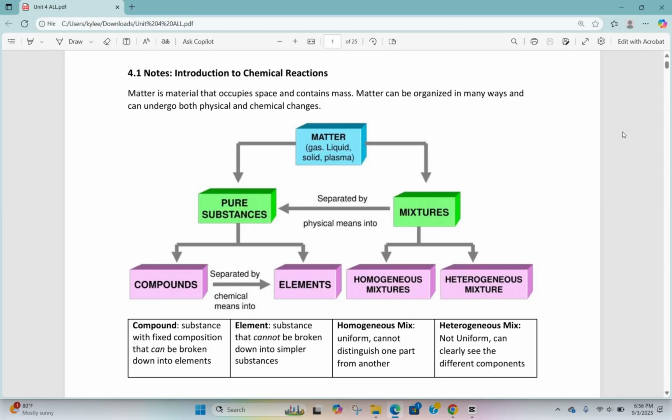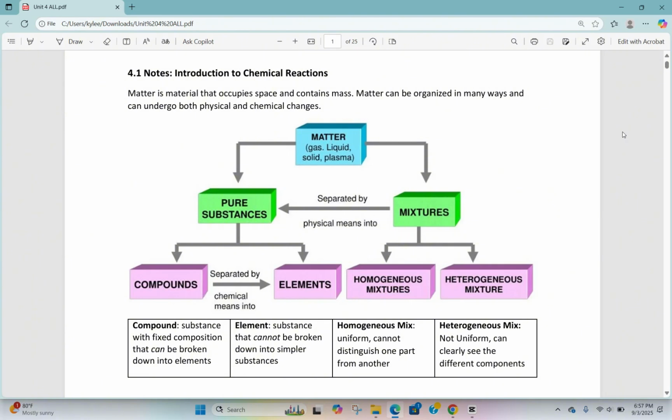Hi everybody, this is Miss List and I am here with Unit 4 in AP Chemistry, which is all about chemical reactions. So of course it makes sense that in 4.1 we are introducing chemical reactions.